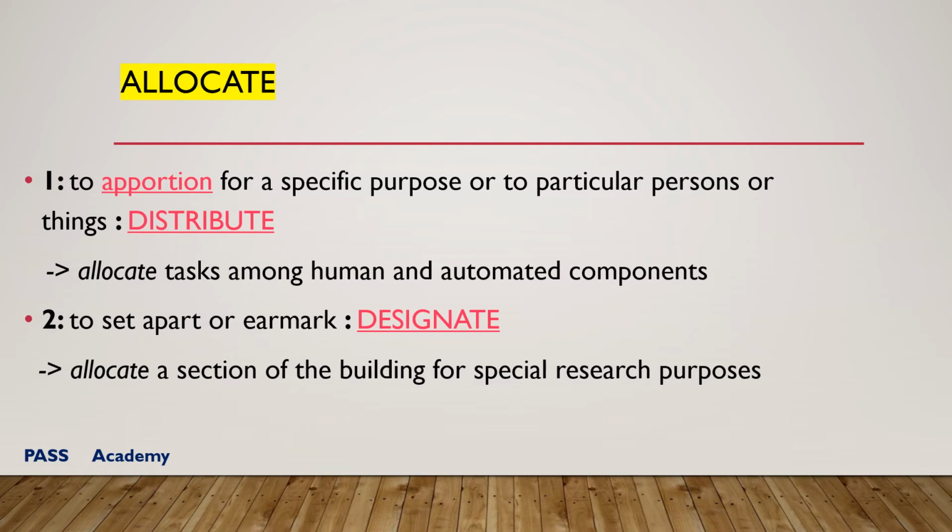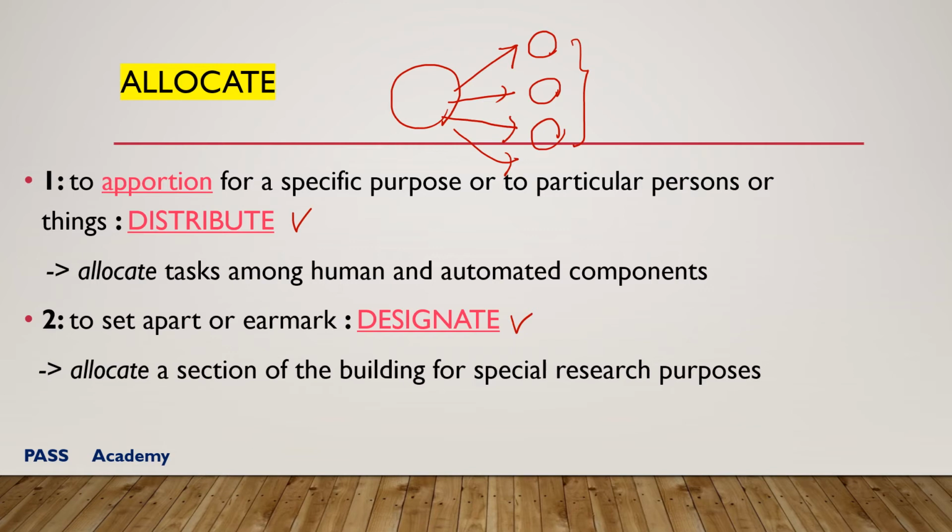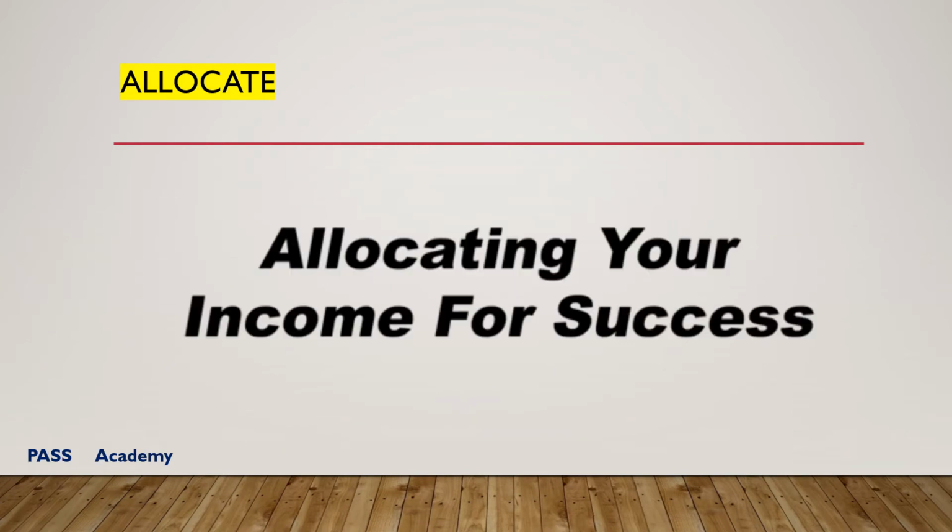Allocate. Allocate. What is the meaning of allocate? The meaning of allocate is, if there is some stuff, we can allocate it into a specific department. So allocate tasks among human and automated components, such as distribute, or allocate a section of the building for special research purposes. Designate. So both of them could be synonyms. To understand easier, let's imagine some sentences or some pictures.